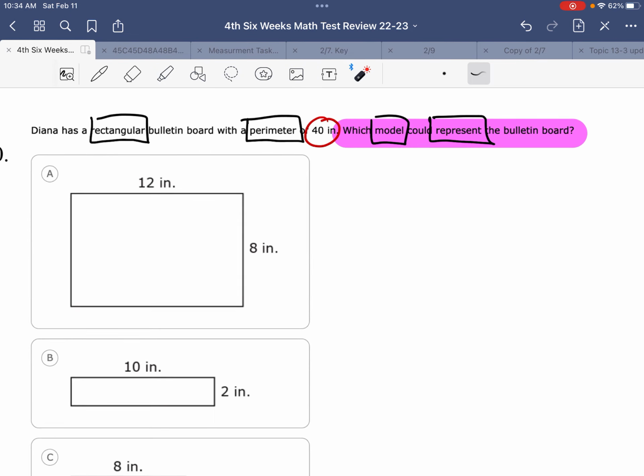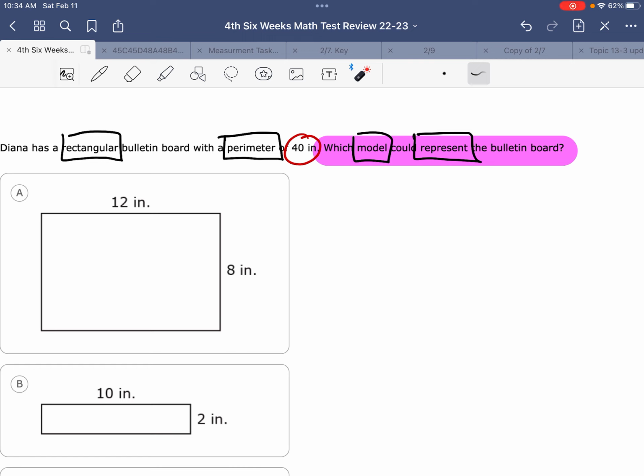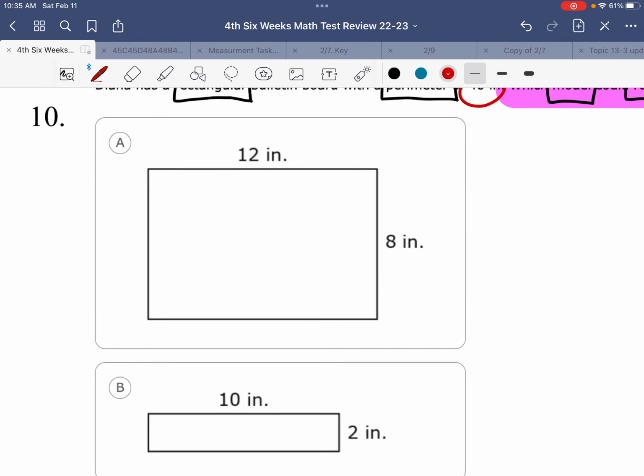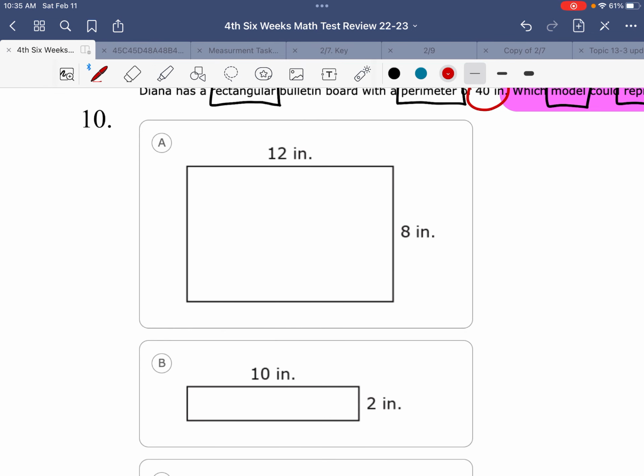Okay, so again, you're gonna have your reference sheet on the day of the test, and it's gonna tell you what perimeter of a rectangle is. So the formula for perimeter, I'm gonna put it up here, is length plus width plus length plus width. So you're going to be adding all of the sides, and you're trying to see which one equals 40. Okay? So adding all sides. So for A, they don't tell me all the sides. I got to fill it in. So if the top is 12, the bottom is 12. If the side is 8, the other side is 8.